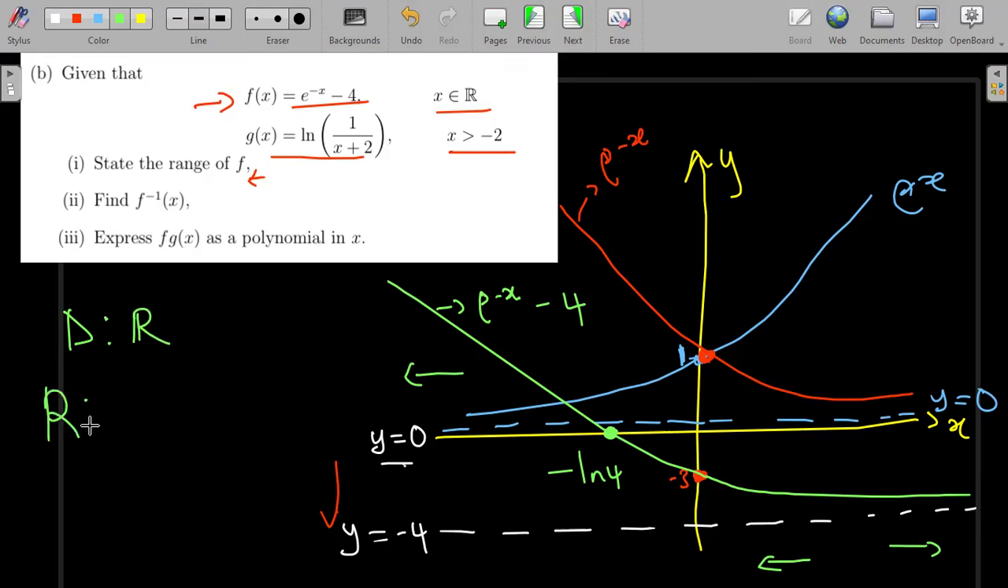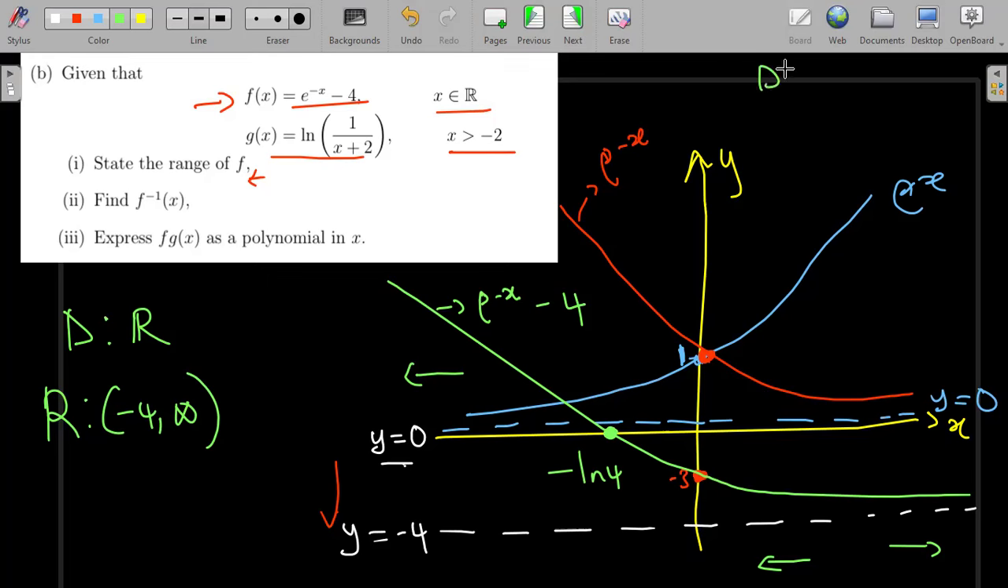And then the range will be, okay, the lowest y point that it is approaching. So this green graph here is approaching y equals minus 4, and then as it is going like this, it is rising to positive infinity. But it never reaches y equals minus 4. So it means the range will be from minus 4 all the way to positive infinity. So that will be the range and the domain for this function here.